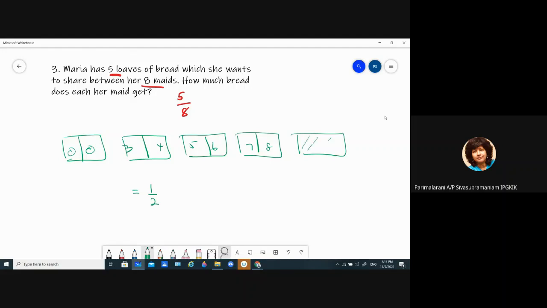And then you have one more left over. So this one, you're going to divide into 8. And each person gets 1/8. So each mate gets 1/8. So 5/8 is actually 1/2 plus 1/8. You give them half first and then you give them another 1/8.